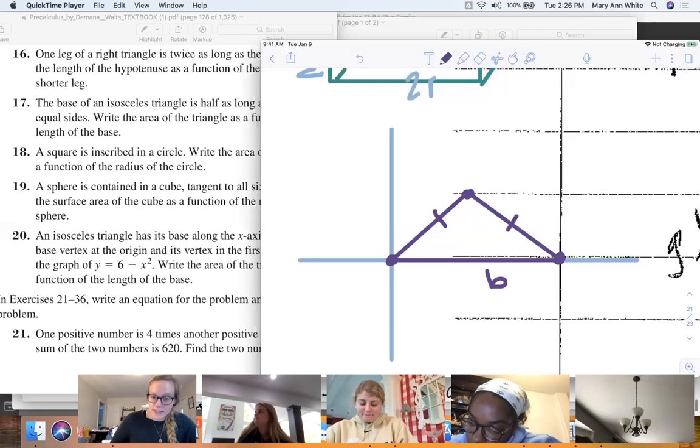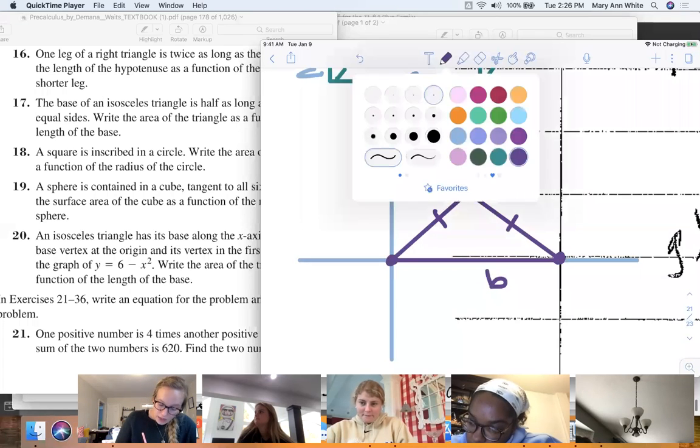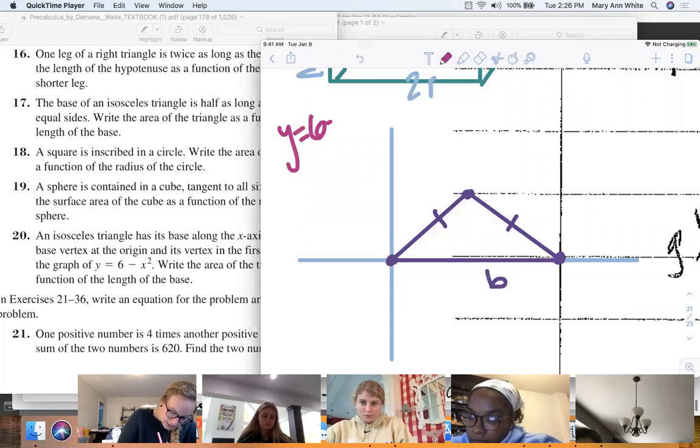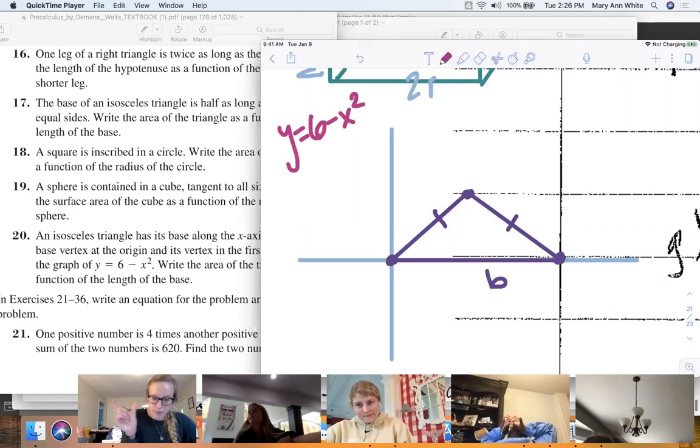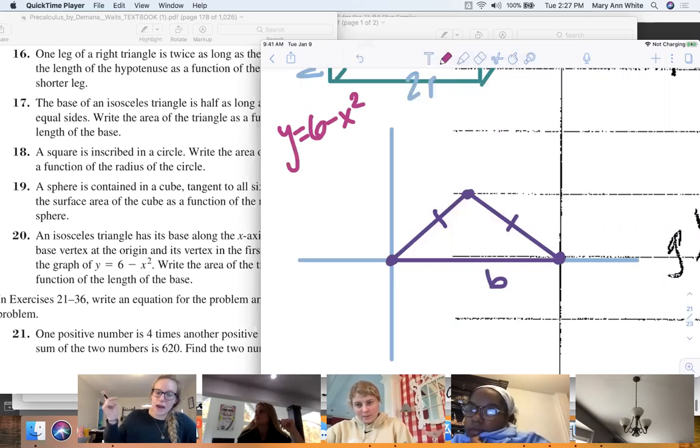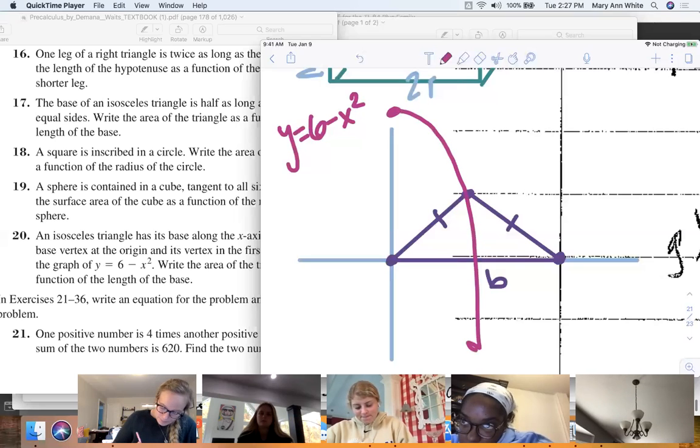I don't know where that point is, but I do know that it's on the line y equals 6 minus x squared. If we go back in our brain and remember what we just did with transformations, 6 minus x squared, well, the parent function is a parabola, it's just a quadratic. The 6 makes it move up 6 units, and that negative makes it flip. So it's flipped down. It was facing up, now it's flipped down, but it's starting up here at 6. So it's a downward facing parabola at 6, and it's gonna go through that point that's on my isosceles triangle.